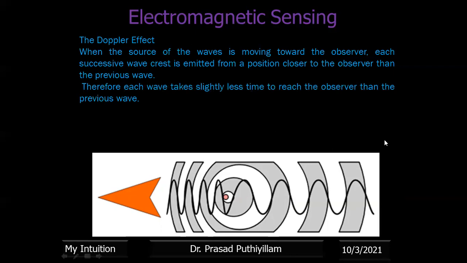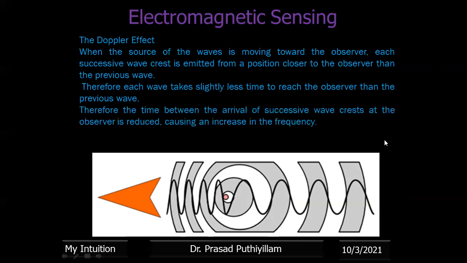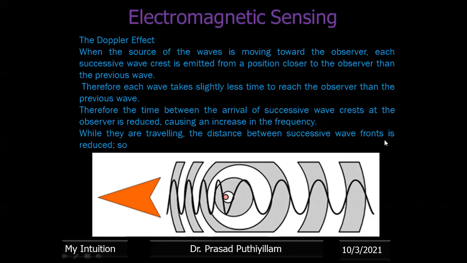That means each wave takes slightly less time to reach the observer than the previous wave, and the time between the arrival of successive wave crests at the observer is reduced, which causes an increase in frequency. That means as the source comes near to the observer, the wave frequency is increasing. That is represented in the image. While they are traveling, the distance between successive wave fronts is reduced, so the waves will bunch together. The waves will come closer together.